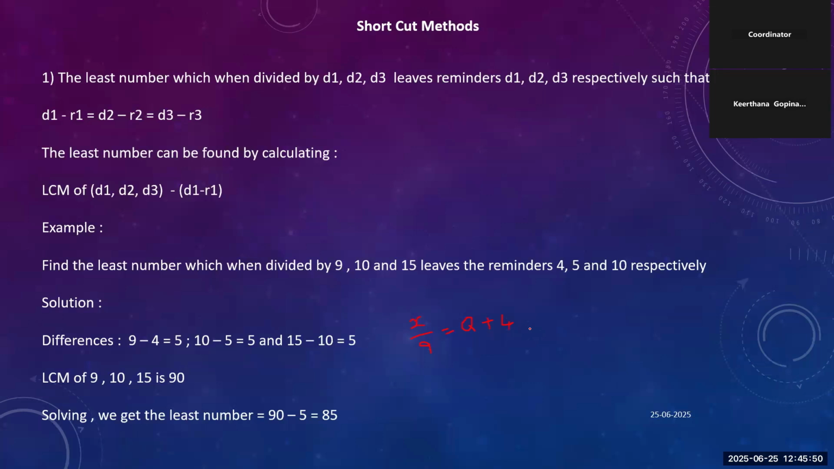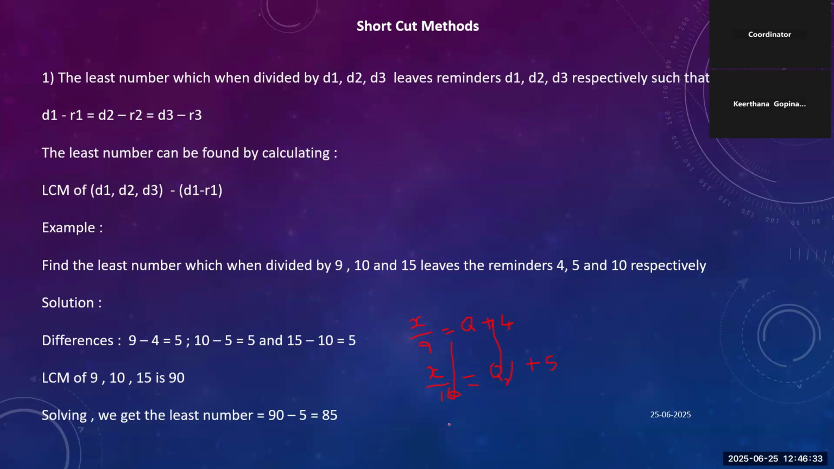Now, when the same number is divided by 10, it gives a remainder of 5. Right? Yes, sir. So here we write x divided by 10 equal to a quotient, Q2. It's a different quotient, right? So we have to add it as Q2 plus 5. The remainder here is 5.